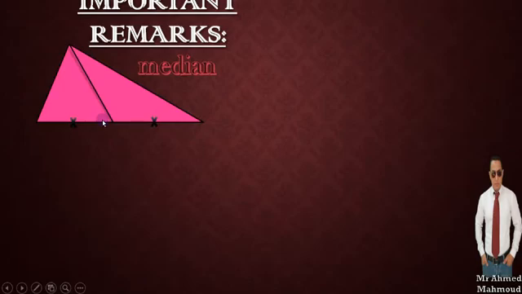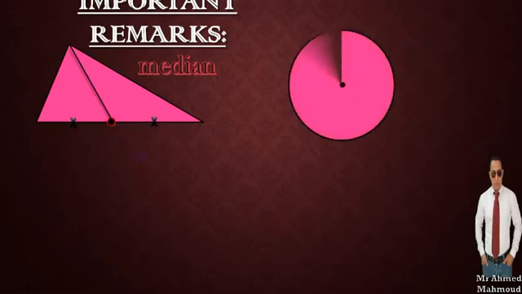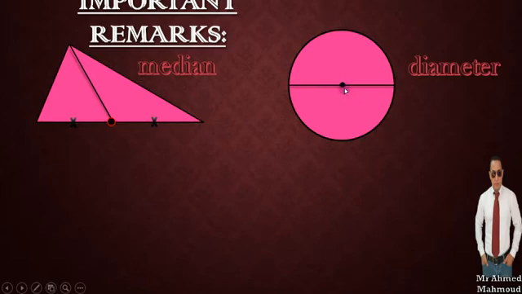The second shape is the circle. In the circle we use the midpoint. How come? If we have this line which is called the diameter, a line segment connecting 2 points and passing through the center, the center divides the diameter into 2 halves, so the center is the midpoint of the diameter.